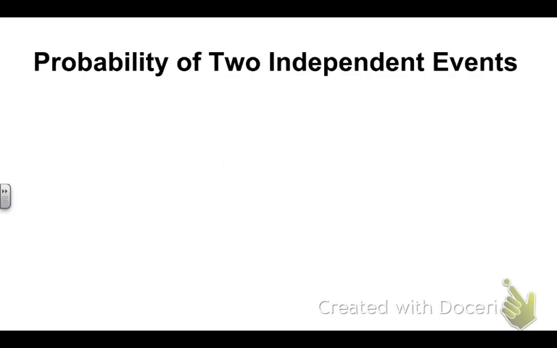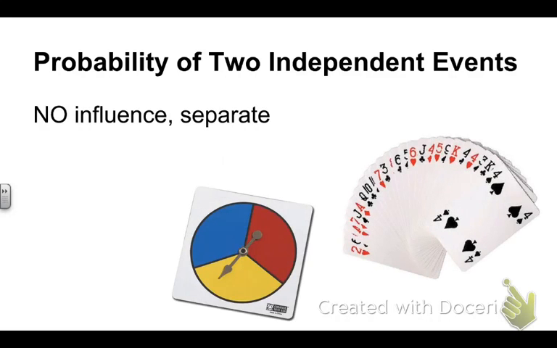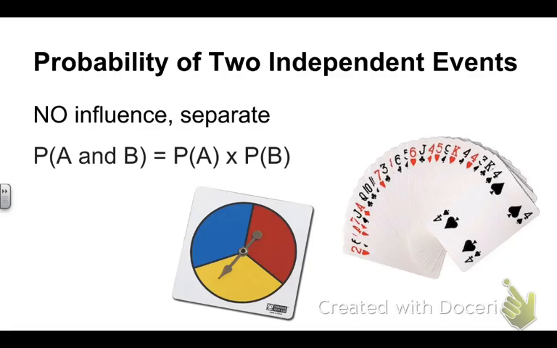Now, the probability of 2 independent events, they have no influence on each other whatsoever. They're separate. So as you can see in my examples there, what's the probability of me spinning blue and getting the 10 of clubs? They have no influence. What I spin doesn't make a difference on what I pick with the cards. For this, you're going to multiply. You would multiply the probabilities to get the total probability.